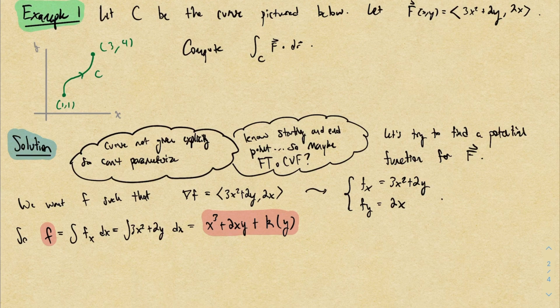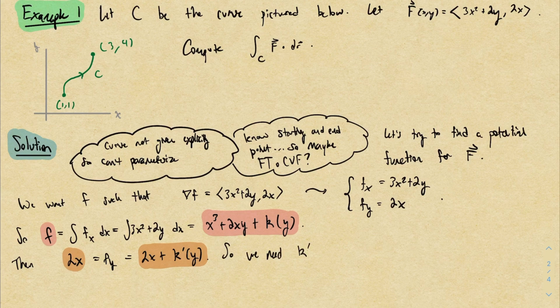On the one hand, the y derivative we know has to be 2x. That came from our condition above. But then on the other hand, we could just take the y derivative of that pink expression. What would we get? Well, we would get 2x plus the derivative of this k function. So now we have a new equation, 2x equals 2x plus k prime of y, which means we just need to find a function k such that k prime is 0. Now, there's a lot of such functions. Any constant would work, but we may as well pick k to be 0.